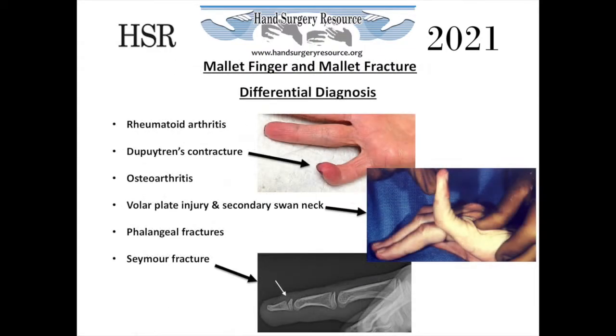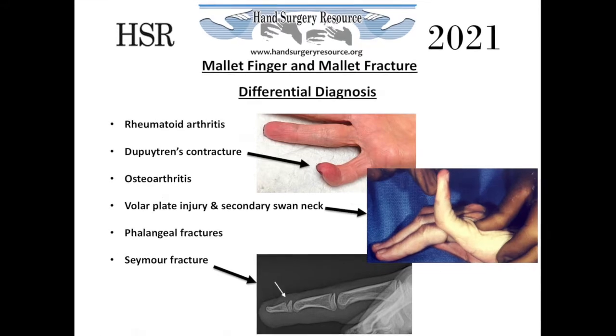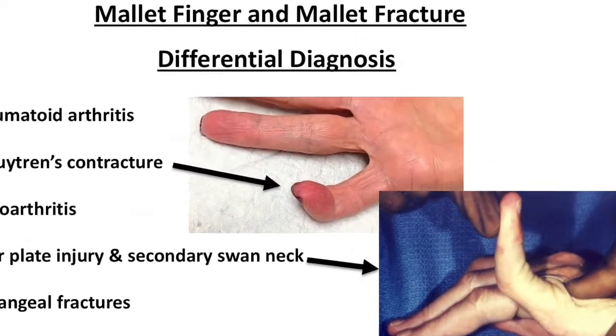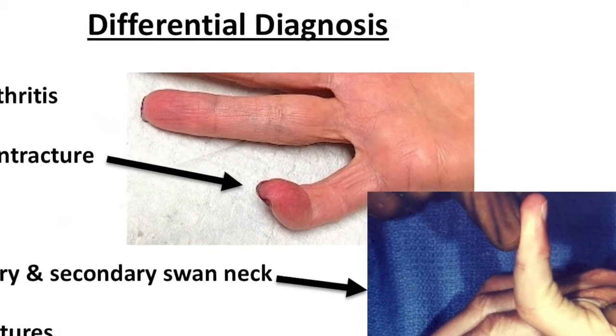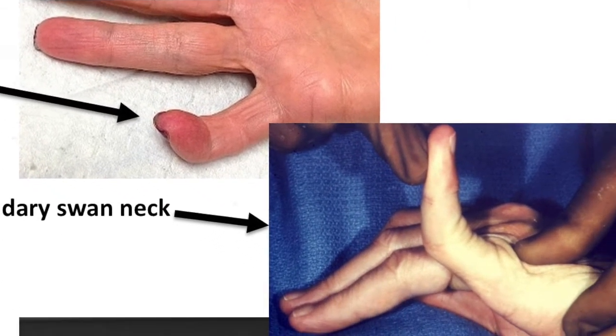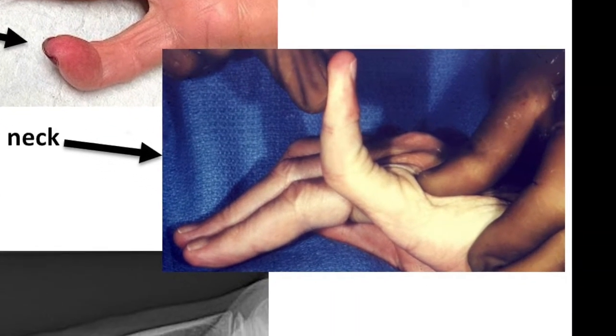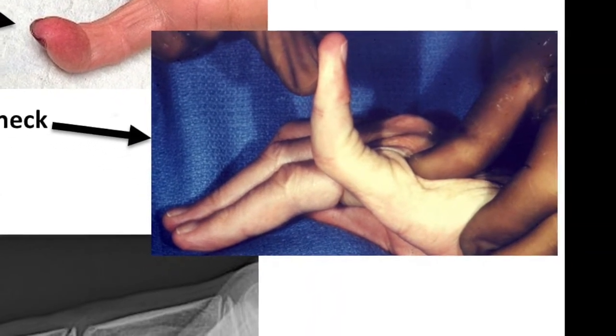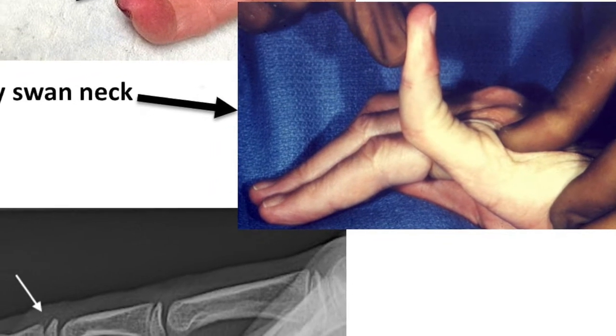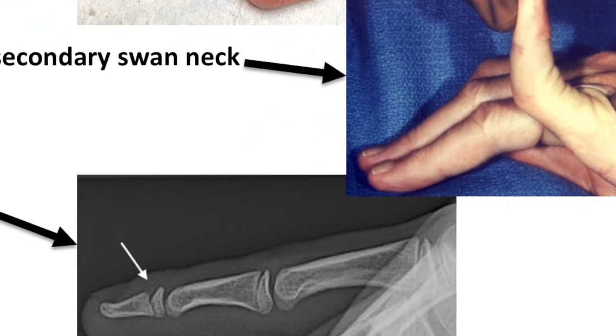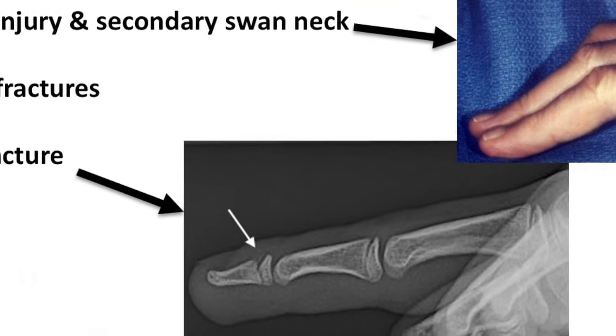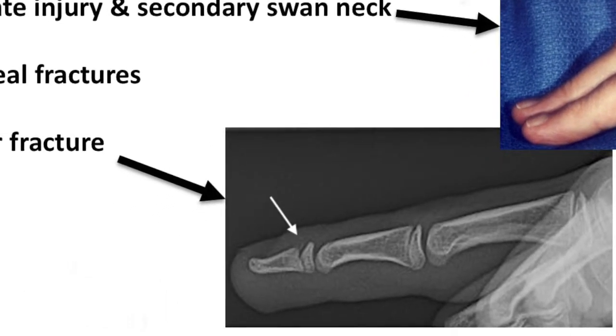When evaluating the mallet finger and mallet fracture patient, one should also keep in mind the differential diagnosis. There are other entities that can cause the DIP joint to be in flexion, such as rheumatoid arthritis, Dupuytren's contracture, osteoarthritis, volar plate injuries with secondary swan neck deformity flexing the DIP joint, phalangeal fractures with apex dorsal angulation, and Seymour fractures in children, which is really a transepiphyseal fracture, but can appear with a deformity suggestive of a mallet finger.